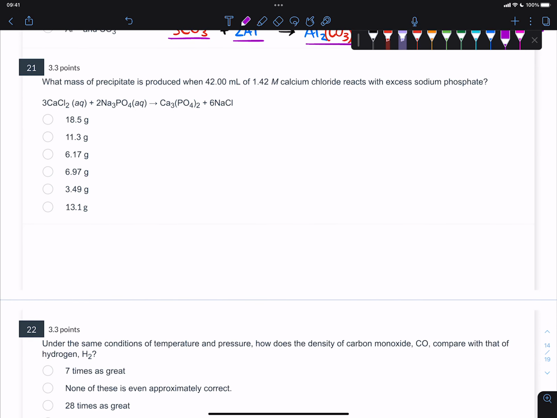Next question: What mass of precipitate is produced when 42 milliliters of a 1.42 molar calcium chloride solution reacts with excess solid sodium phosphate? So you have a volume and a molarity. This is really like stoichiometry mixed with molarity. So step 1, recognize you have a volume and a molarity of calcium chloride. Molarity is equal to moles over liters. Rearrange this to get moles: moles is equal to molarity times the liters.